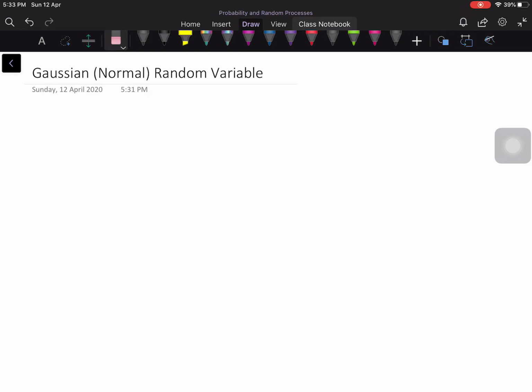I am going to introduce the Gaussian random variable in this lecture. It is called Gaussian or normal distribution, and it is the most important distribution in all of probability theory. It plays a very vital, very central role in probability theory. It shows up all over the place, and everywhere we can see this Gaussian random variable. It is also called a normal random variable.